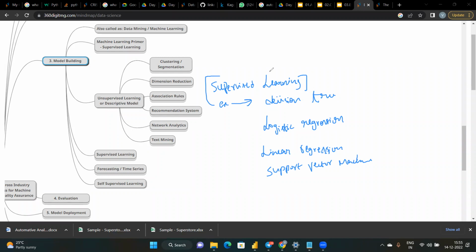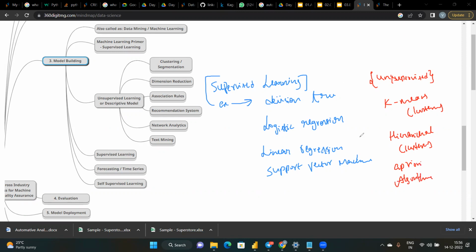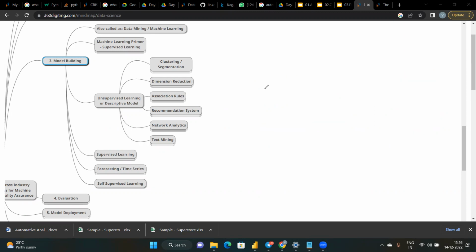And if you ask me for unsupervised, the examples are K-means clustering, which I'm going to explain tomorrow, and hierarchical clustering, and we'll also have the Apriori algorithm. So decision tree and linear regression are for supervised learning, and K-means clustering and hierarchical are for unsupervised. I'm going to explain what is meant by hierarchical clustering and these things.